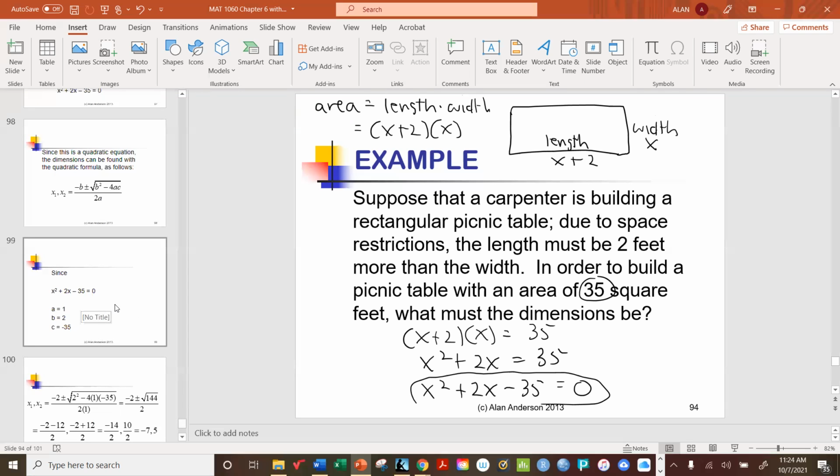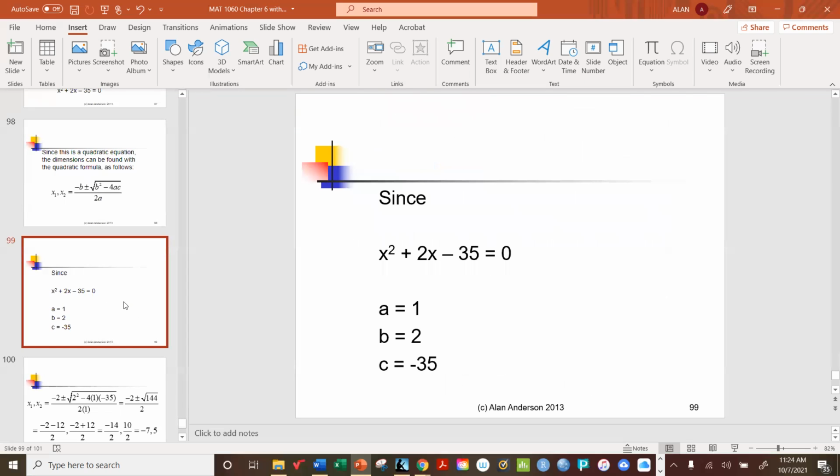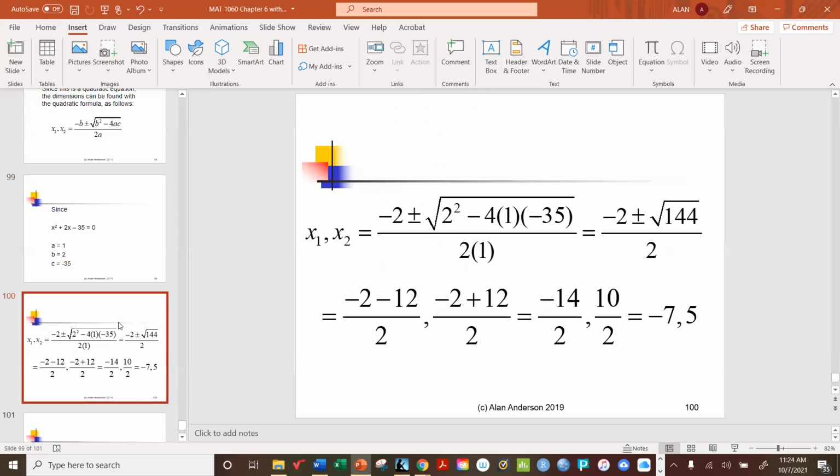So this means that A is 1, B is 2, and C is negative 35. So if you plug those in, now it's already been done here, you'll see that you get -2 plus or minus the square root of 2 squared minus 4 times 1 times -35.